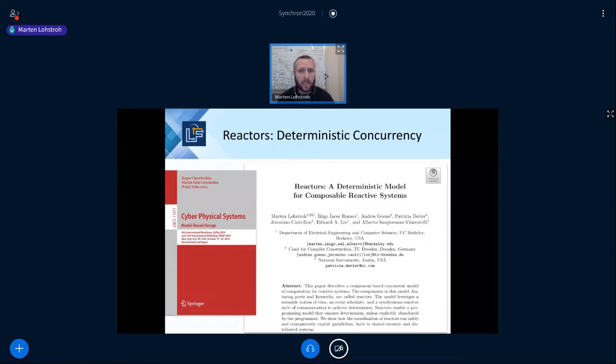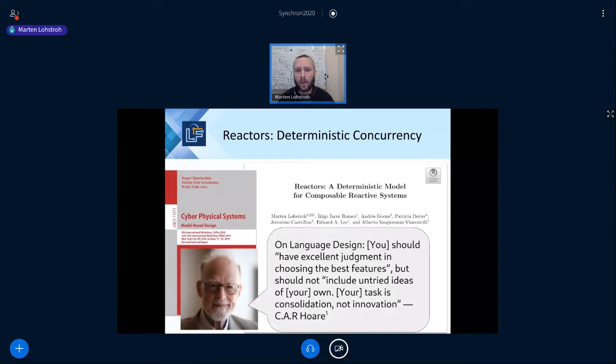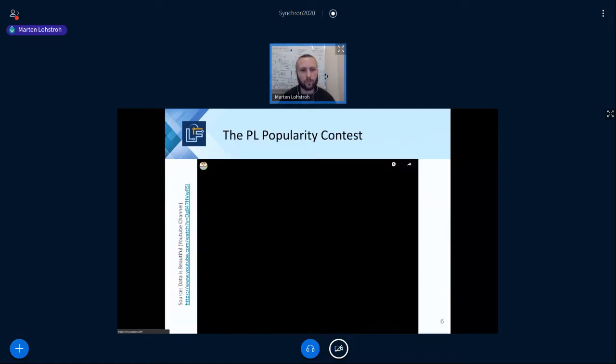So reactors are based on an interesting mix of ingredients from synchronous languages, from actors, object-oriented design, also discrete event systems, distributed systems, and even hardware description languages. In a way, we're following Tony Hoare's advice to prioritize consolidation of good ideas over the proliferation of new ones. Of course, there are some novelties in reactors, but we'll get to those later.